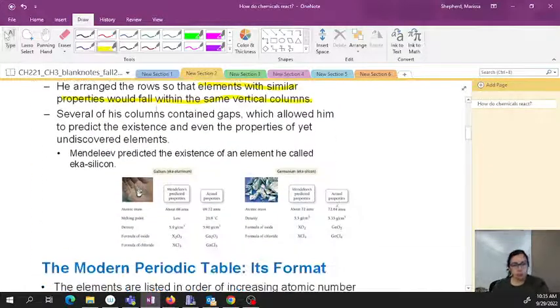And what was even cooler, at least I think this was cool, is he was able to even predict elements that did not exist or were not known yet at the time. And so he left little gaps. For instance, he predicted germanium, so he called it ecosilicon, but it was below silicon, so like silicon, so it was really germanium.